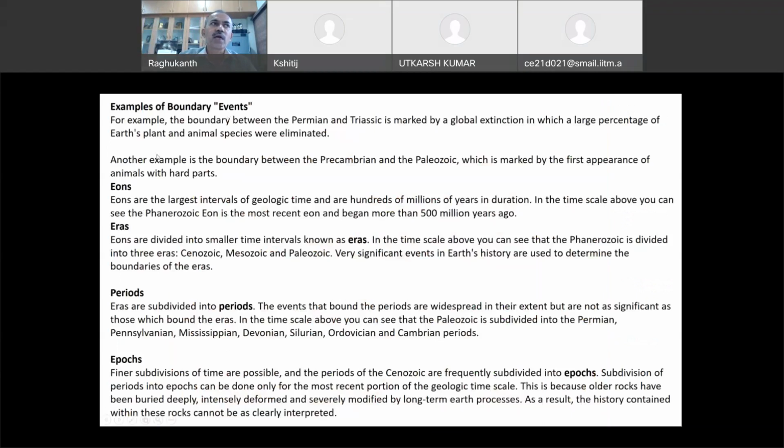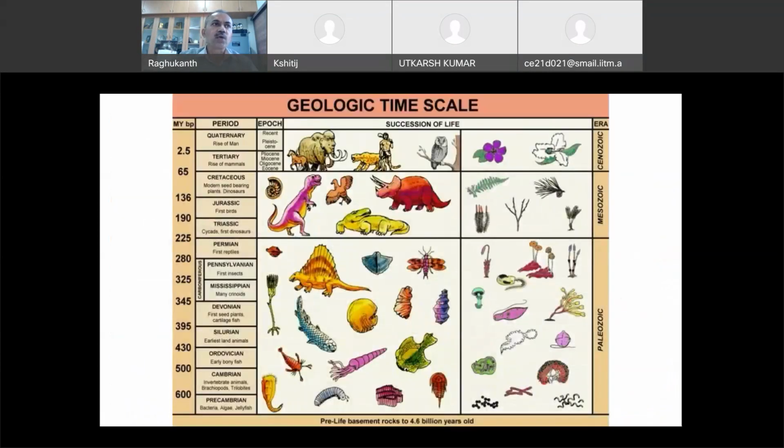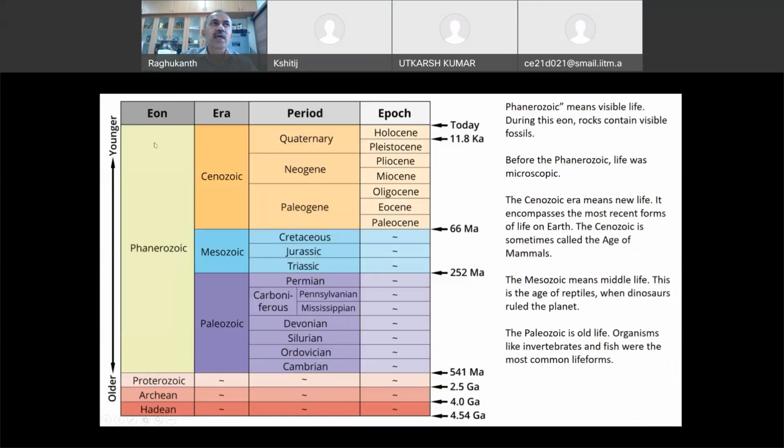In the geological time scale, the first unit people use is the eon. Eons are the largest intervals of geological time, hundreds of millions of years in duration, so these are very broad scales. You can see the Phanerozoic eon is the most recent and began more than 500 million years ago. The eon is the first column here. The whole of geological time is divided into four eons: Hadean, Archean, Proterozoic, Phanerozoic. The Phanerozoic is the recent one, and the others are the oldest eons. The sizes are huge.